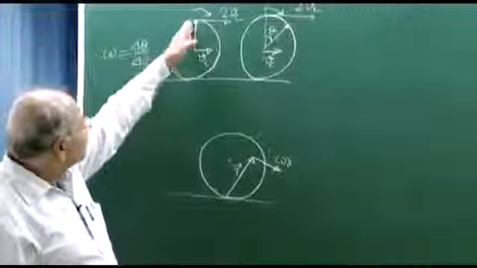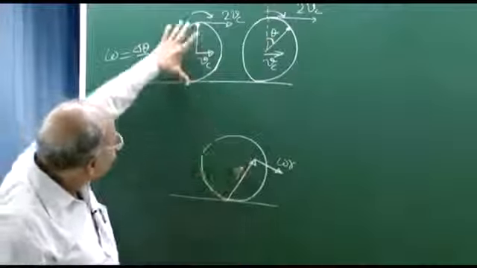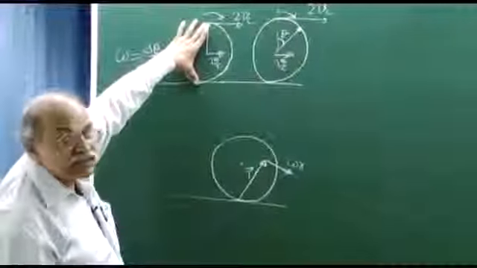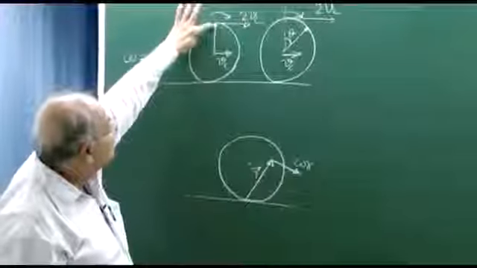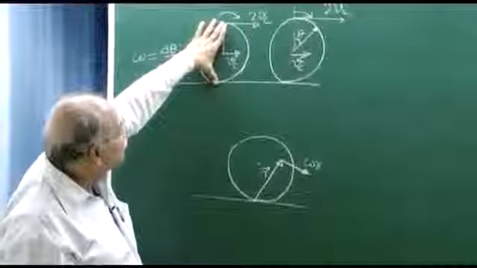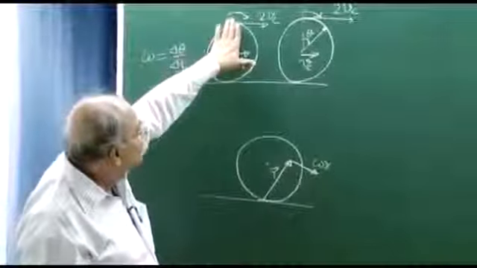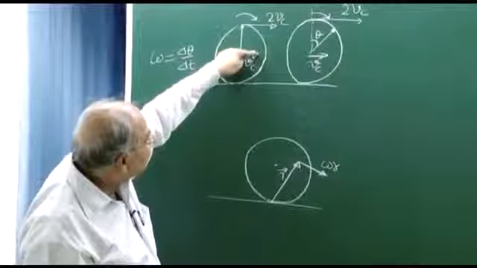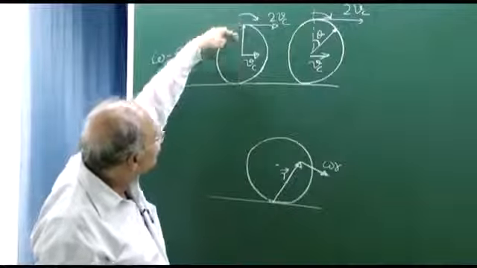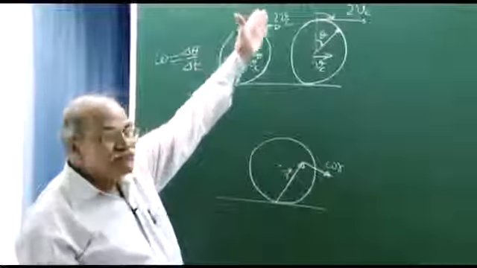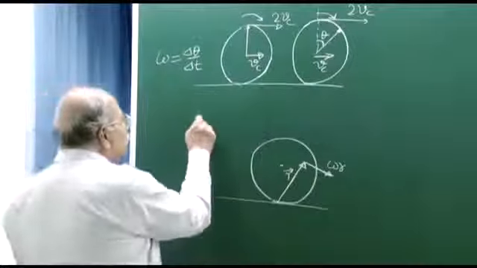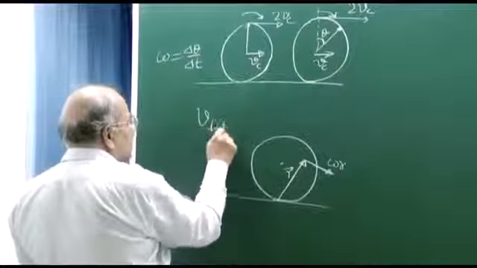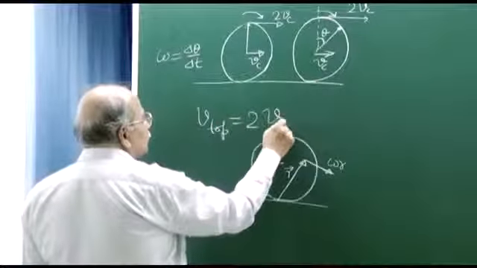So here this r is 2 times the radius. For this point, this r is 2 times the radius, so it is omega times 2r, whereas for the center this is only r, so it is omega times r. This velocity is omega times r, and this velocity is omega times 2r, and therefore the velocity of the topmost point is double the velocity of the center.